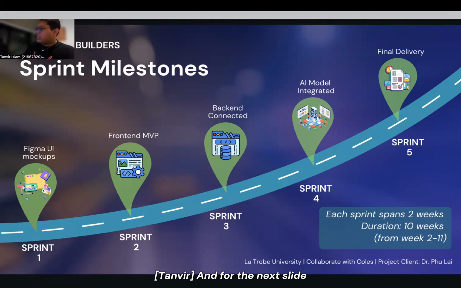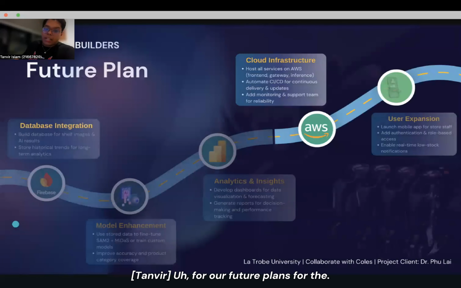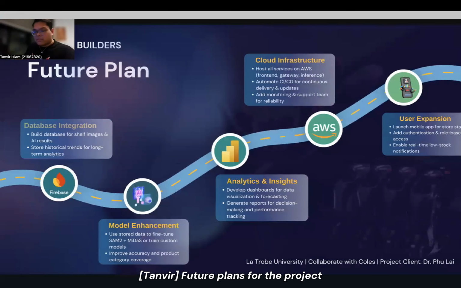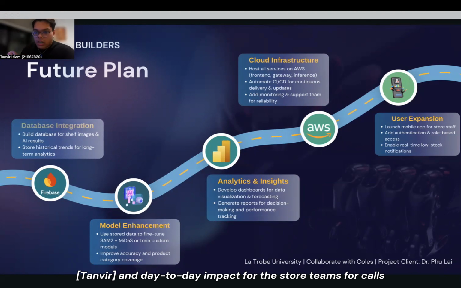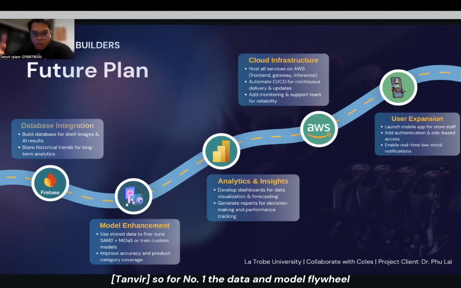And for the next slide, our future plans for the project. As we look ahead, our main focus is on data reliability and day-to-day impact for the store teams. And the picture you saw before brings these together. So for number one, the data and model flywheel.